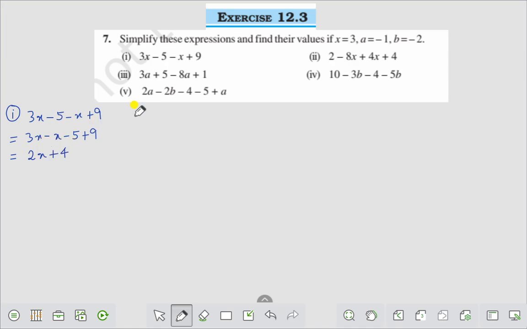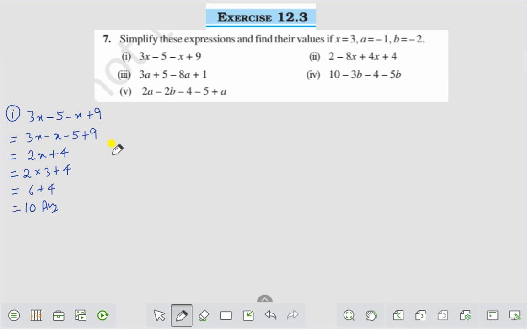2x plus 4. If you put the value of x as 3, then we will get 2 into 3 plus 4. 2 3 is 6, 6 plus 4, that comes to 10. This is the answer of question number 1. First one is, the answer is 10.